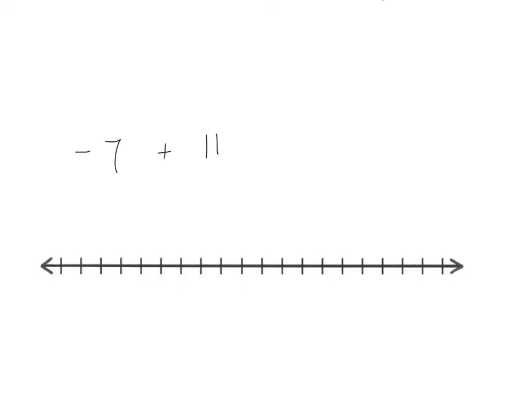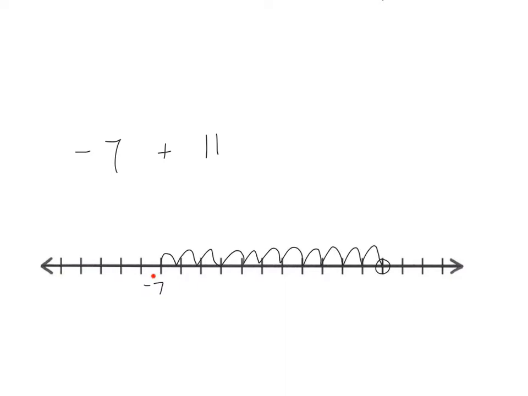All right, so let's try this one. Negative 7 plus 11. Starting at negative 7, plus means to the right, 11. So I have to have room to go 11, so I'll start my negative 7 maybe right about there. Now I've got to go to the right how many? 11. So 1, 2, 3, 4, 5, 6, 7, 8, 9, 10, 11. The question is, what is that spot right there?